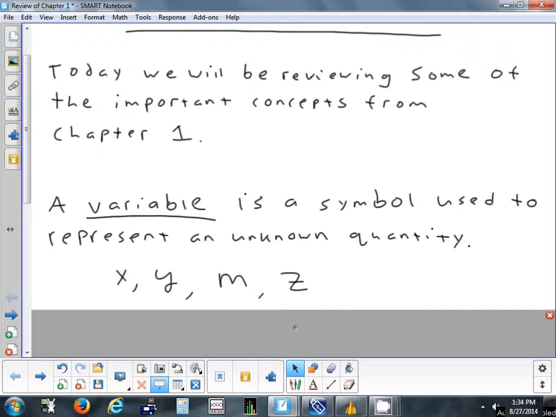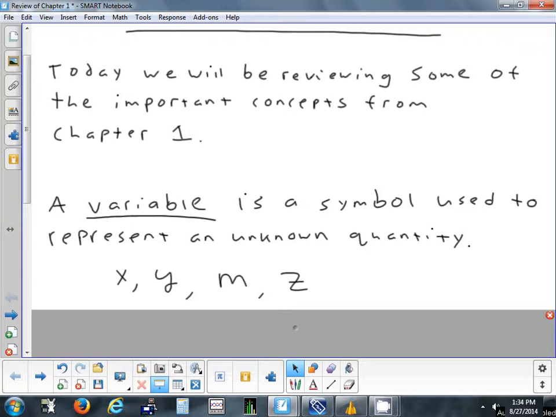Certain letters you might want to be careful about using. Anybody think of a letter that would not be a good choice to use as a variable because it could be confused with something else? Yeah, letter O. Letter O is not a good choice for a variable because it's going to look like the number 0. Yep, an L. So depending on how you make some of your letters, an L could look like a 1, things like that.